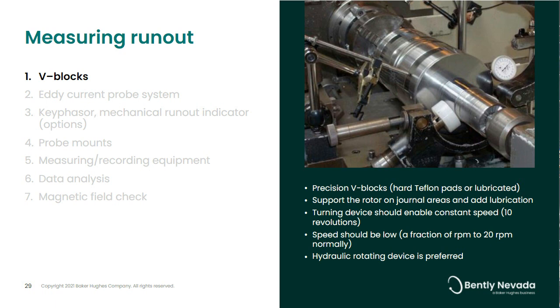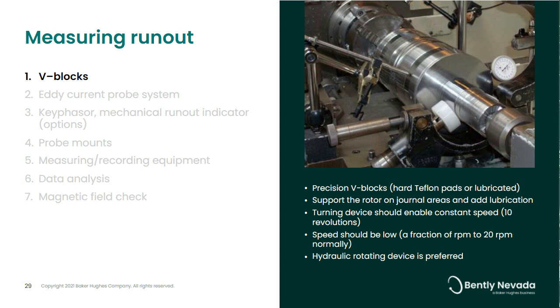When looking at V-blocks, you want to choose precision V-blocks and ideally have the pads either be hard Teflon pads or have a hard Teflon piece in between the V-block pads and the shaft, and possibly have lubrication there. This helps to keep the shaft from sticking as the shaft is rotated. The other end of the shaft can be mounted in a lathe, for example, where you can rotate the shaft very slowly and keep control of it as it goes around.